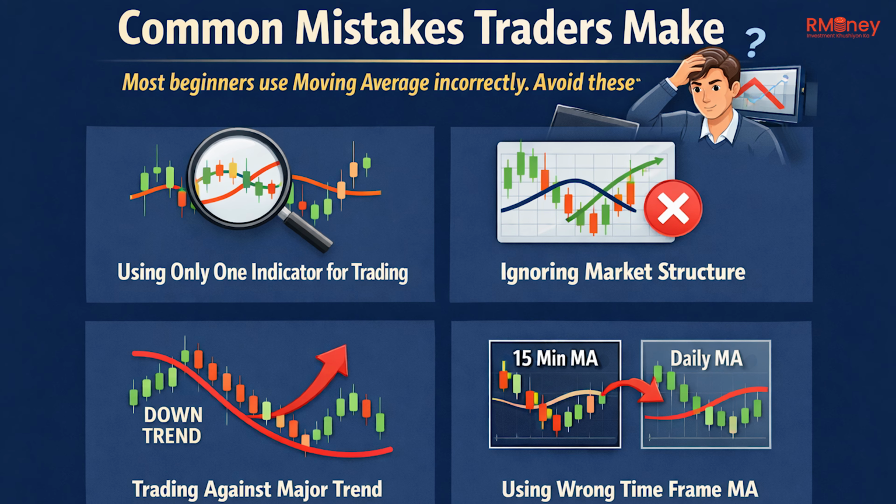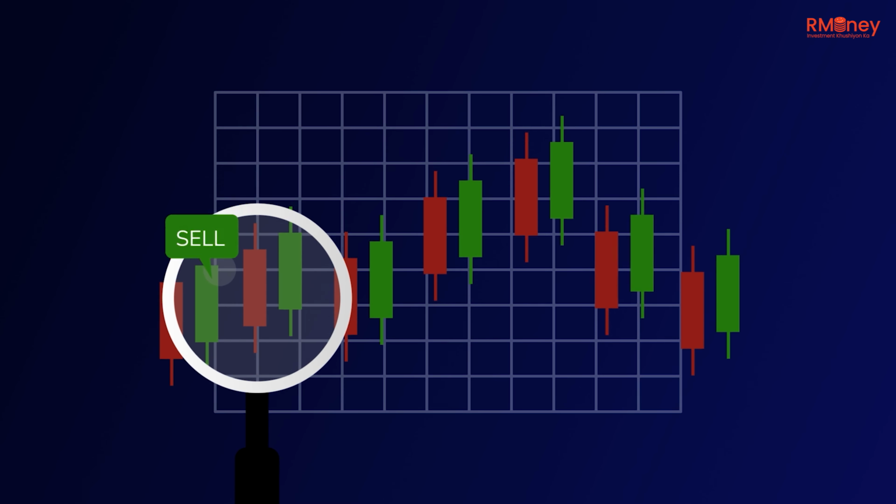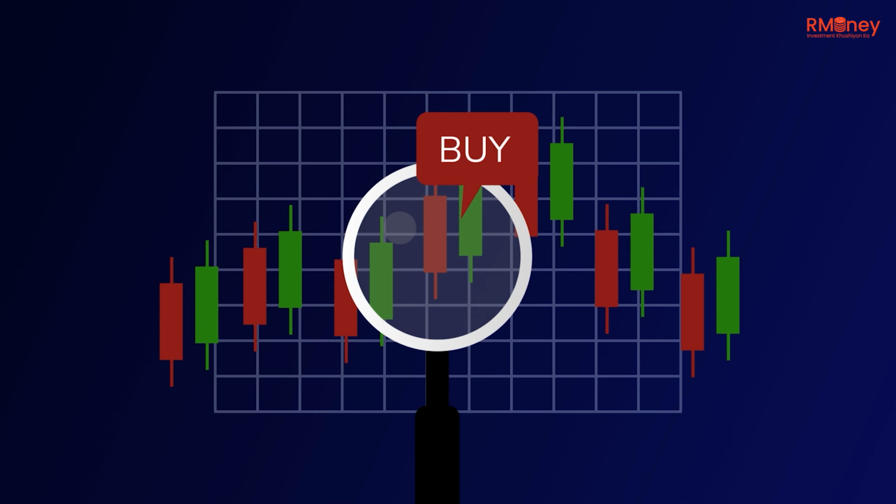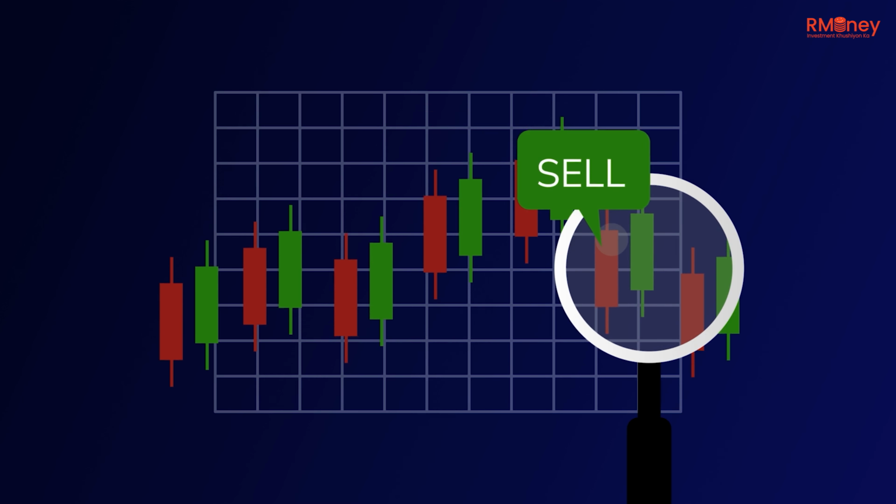Now let's talk about the common mistakes which traders mostly make: using only one indicator for trading, ignoring market structure, trading against the major trend, and using the wrong time frame. Many professional traders do not rely on one single indicator, rather they use a mix of 2 and even 3 to 4 indicators to analyze the price movement, which totally depends upon one's trading strategy.